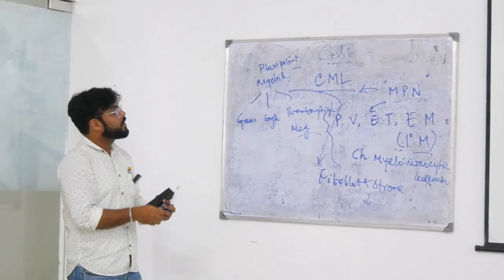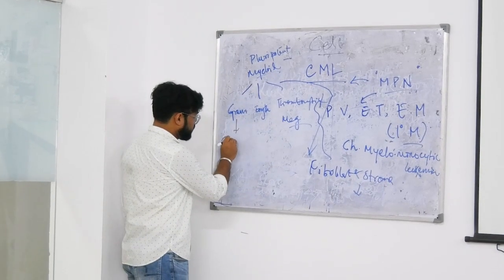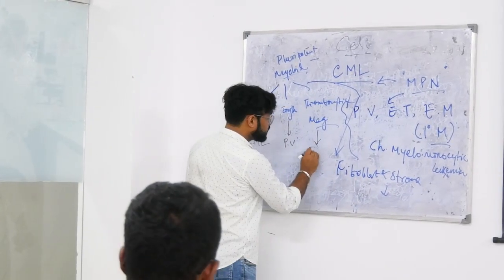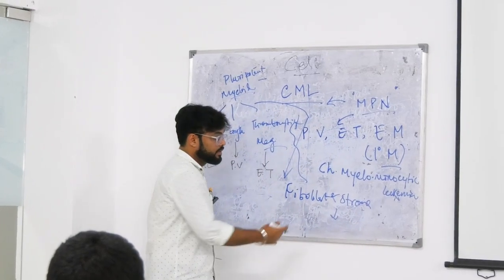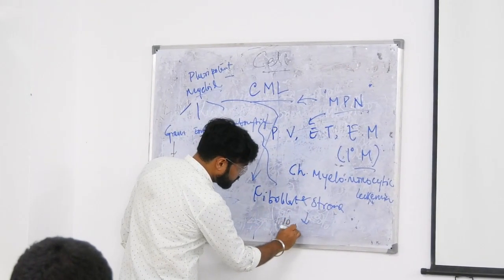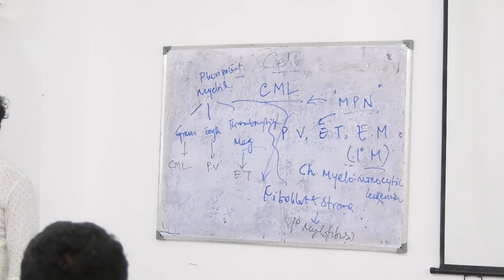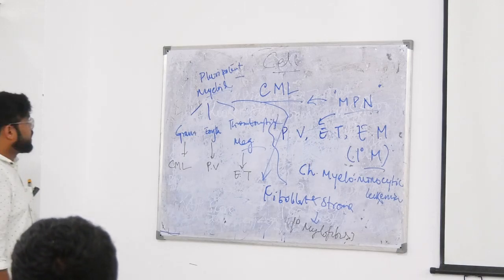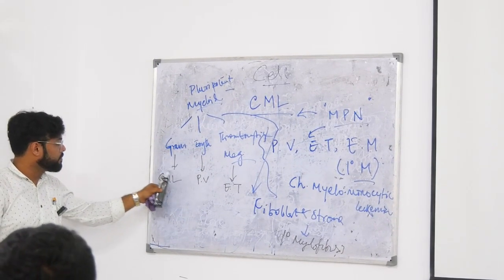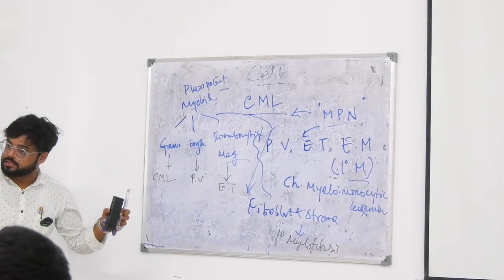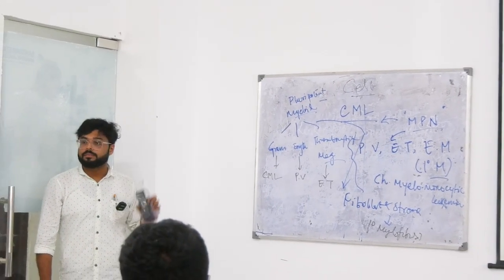So if the myeloproliferative neoplasm arises from the granulocyte series, it is known as CML. Then essential thrombocytosis, and from the fibroblast and stromal cell, primary myelofibrosis. Is the idea clear? So all the precursor cells included in CML are from the granulocyte series. Whatever precursor cells are present across the full length of the granulocyte series, you will see them in CML.